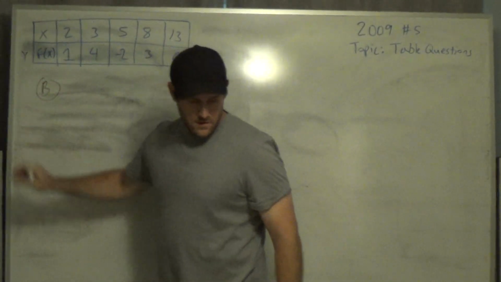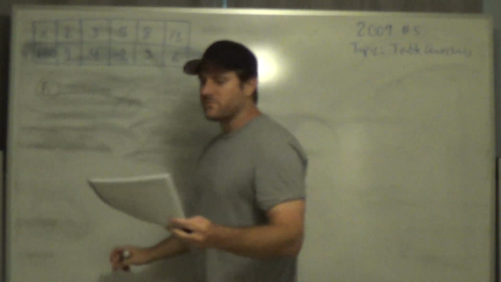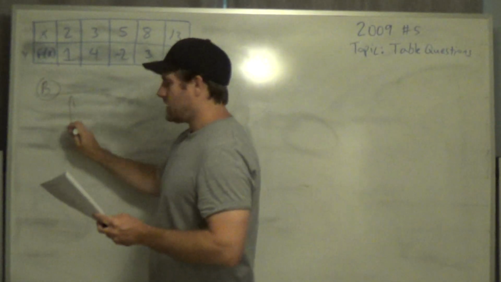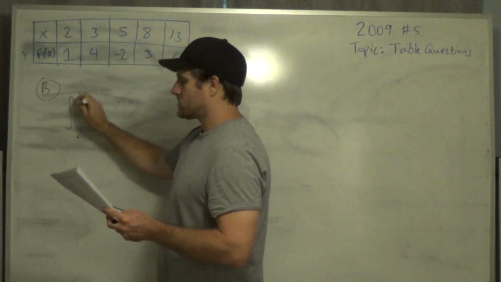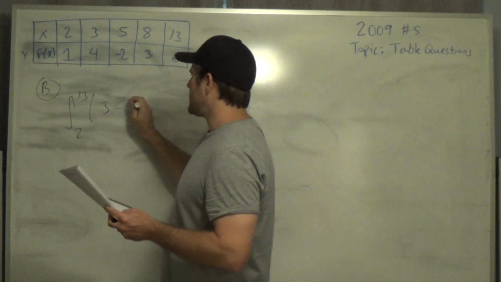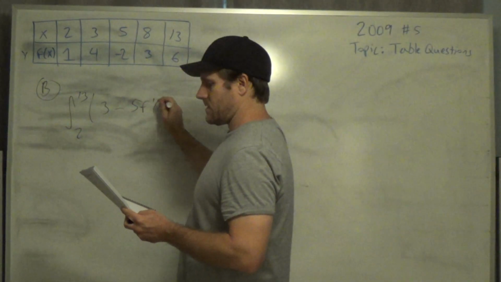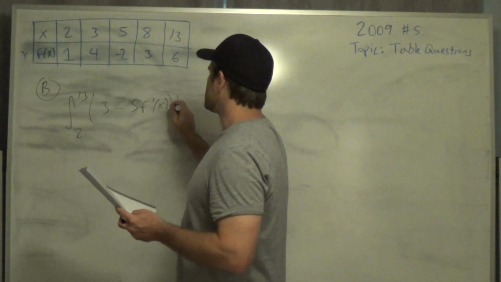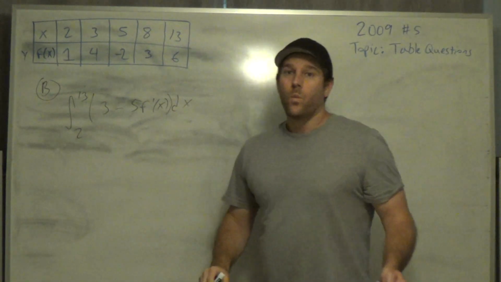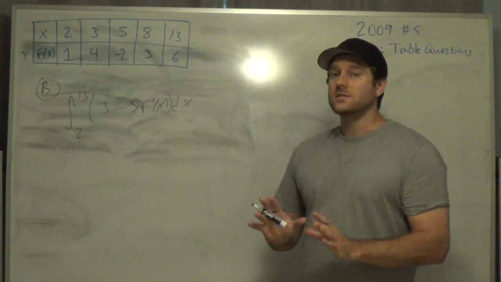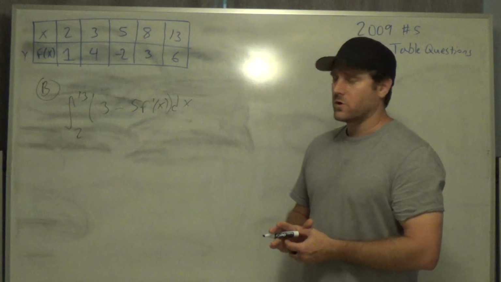So for part B, they ask us to do something rather strange, but we've actually done this before on a previous question. The integral from 2 to 13 of 3 minus 5 f prime x dx. Okay, we've done this before. We've actually done something like this before if you go back and look at one of your earlier table questions.